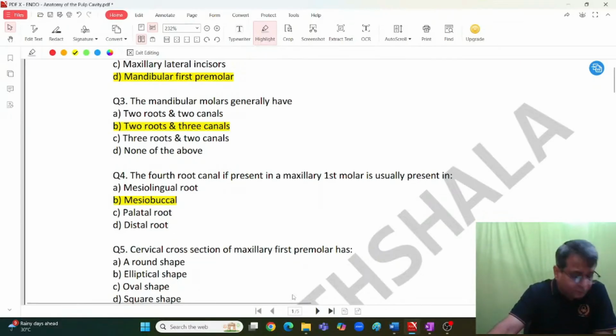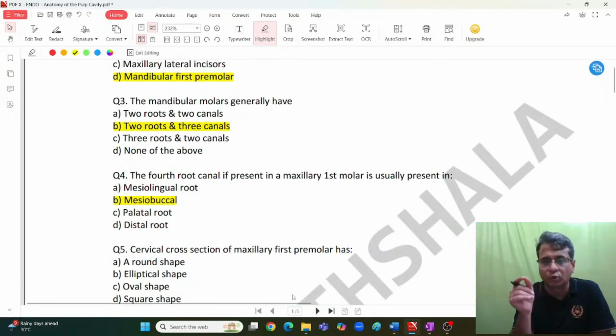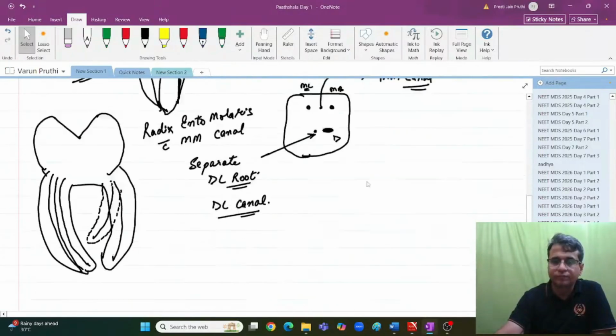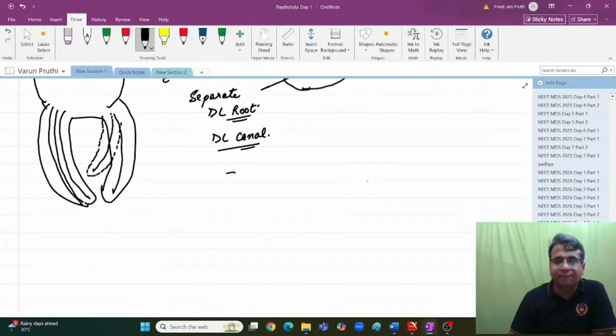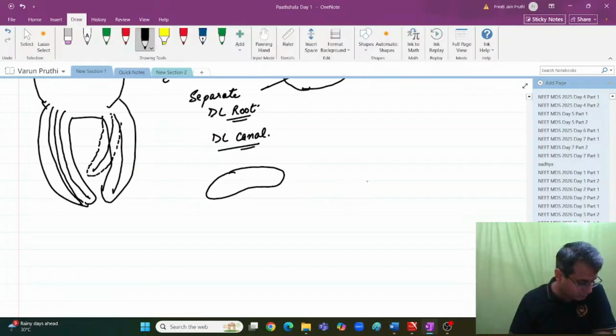So we are going to discuss the access cavity shape of the maxillary first molar and mandibular first molar in a moment. Okay. So mesiobuccal 2, MB2, what we call it, is present in the mesiobuccal root. If we see the cross section of the mesiobuccal root, it is flat, concave, like this.